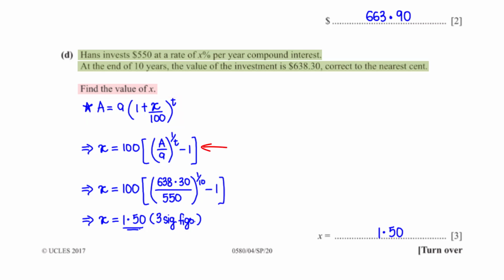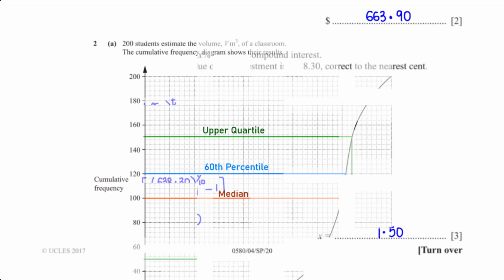Big A represents the final value of the investment, which has been given as $638.30. Small a represents the principal, which is $550. T is the time duration in years for the investment, which is 10. When we type this into the calculator, we get 1.50, rounded to 3 significant figures.